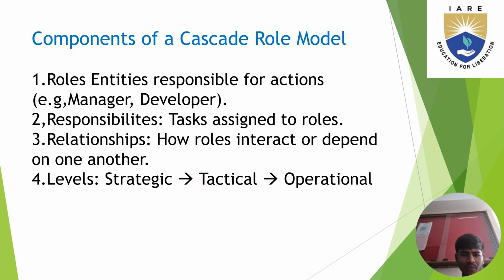Next, components of the cascade role model. First, roles: entities responsible for actions, for example, manager and developer. Responsibilities: tasks assigned to roles. Relationships: how roles interact or depend on one another. Levels: strategic, tactical, operational. This is a top-down process: strategic, tactical, operational.